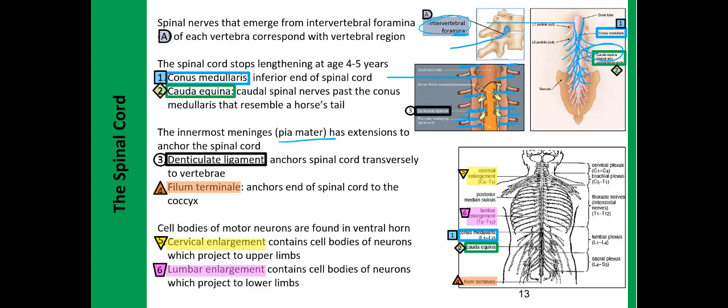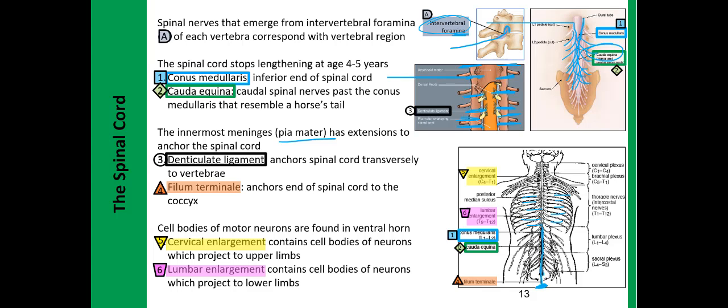And then the other thing that anchors the spinal cord within the vertebral foramen is the filum terminale. The filum terminale is an extension of the pia mater, which starts at the end of the conus medullaris and goes all the way down to anchor the spinal cord to the coccyx, to the tailbone. So you've got this, and then you've got the denticulate ligament, and those two extensions of the pia mater help to stop the spinal cord from bouncing around side to side, up and down, as we go around our business.